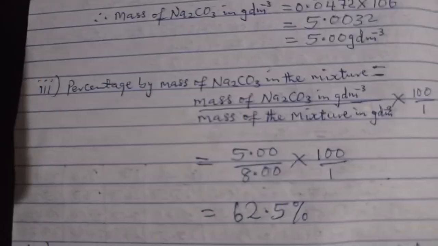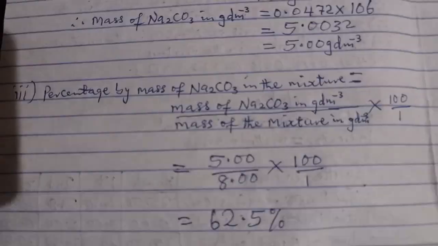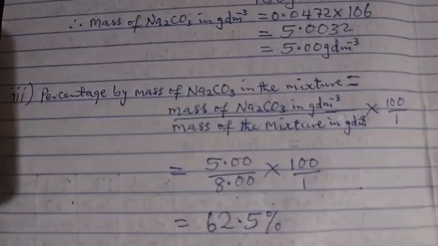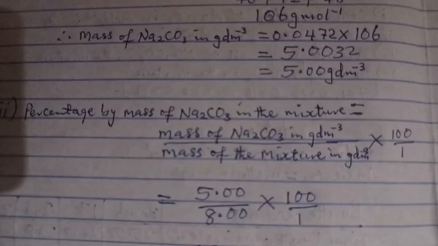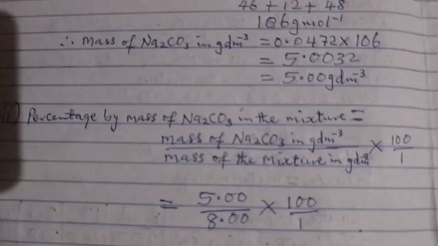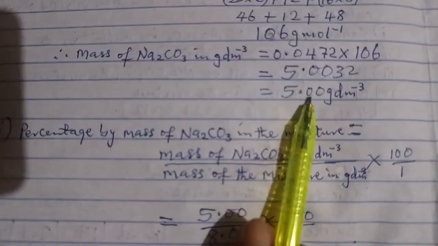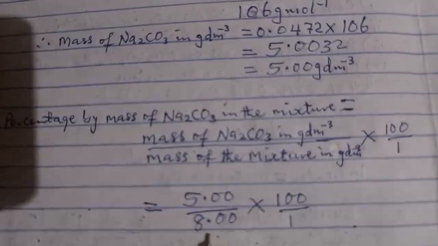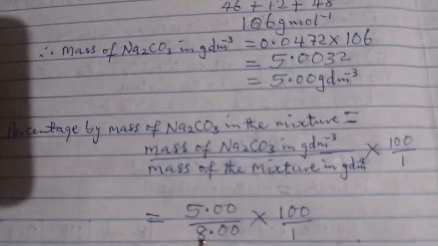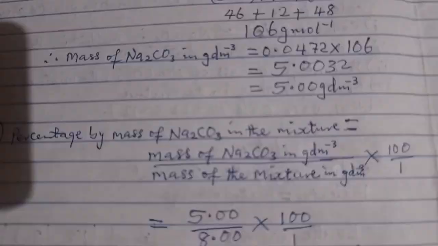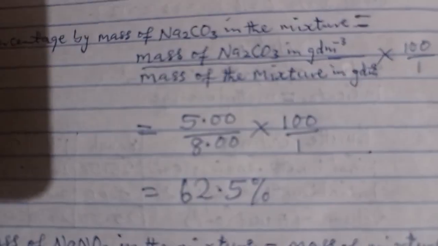Move again to the next question. They said percentage by mass of Na2CO3 in the mixture. So that of Na2CO3, which is what you just calculated, this value, all over the total value of the two in the mixture in the question. If you remember, it was 8.0, times 100. Substitute that, you get 62.5%.